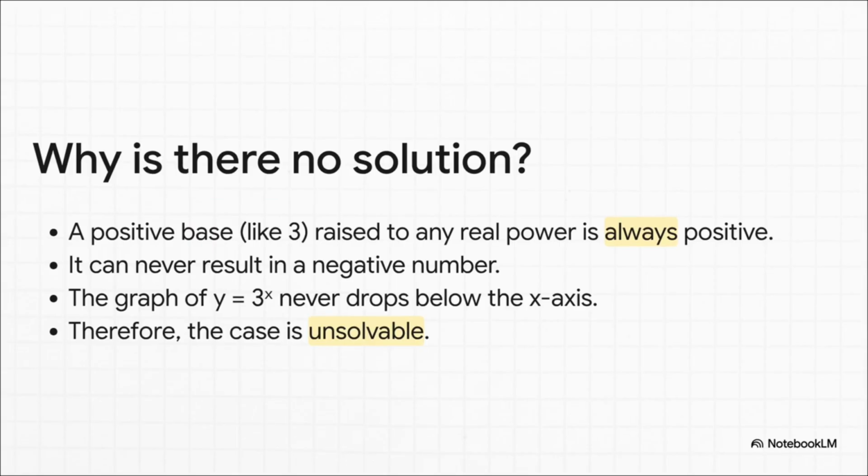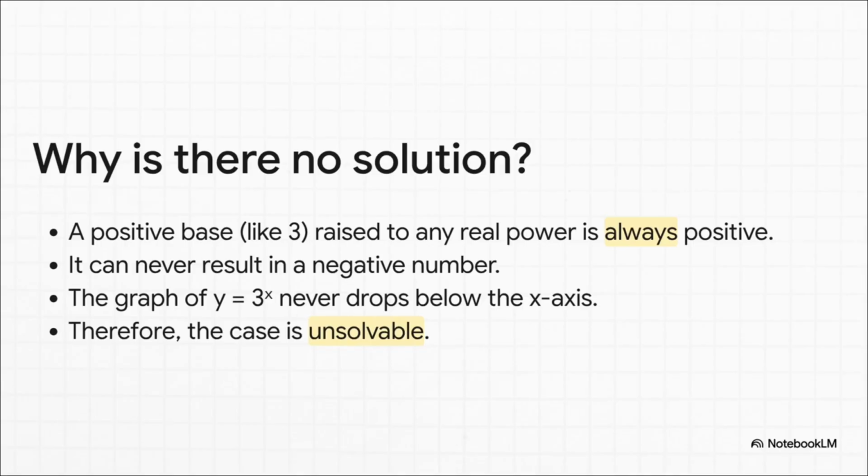Think about it. Our base is 3. That's a positive number. Now, can you think of any power, any real number at all, you could raise 3 to and get a negative number as the answer? You can't. It's impossible. 3 squared is 9. 3 to the negative 2 is 1/9. It's always, always going to be positive. It can get really close to 0, but it can never reach it, let alone cross over into negative territory. So an equation asking for a positive base to equal a negative number has no solution.